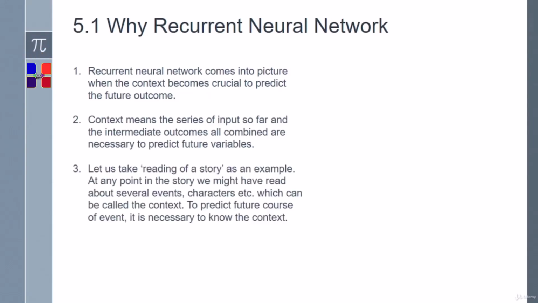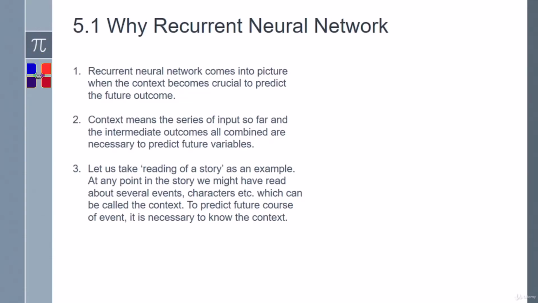Now, to explain the context let's take an example of reading a story, right? So at any point in time, if you're asked some question about the story, then the way you would answer is not only what happened just at that step, but you would consider everything that has happened in the story so far. So you would consider what are the events that have happened, what are the characters, so all these things are called context. So there are some problems, or a lot of problems, in our real life where the context becomes very important for any prediction or classification.